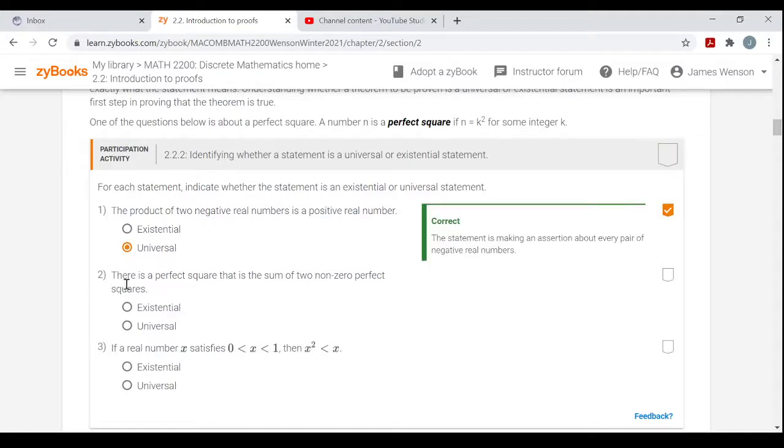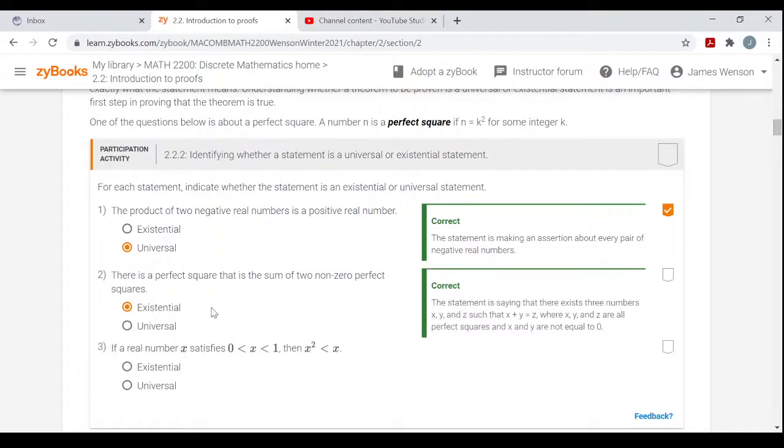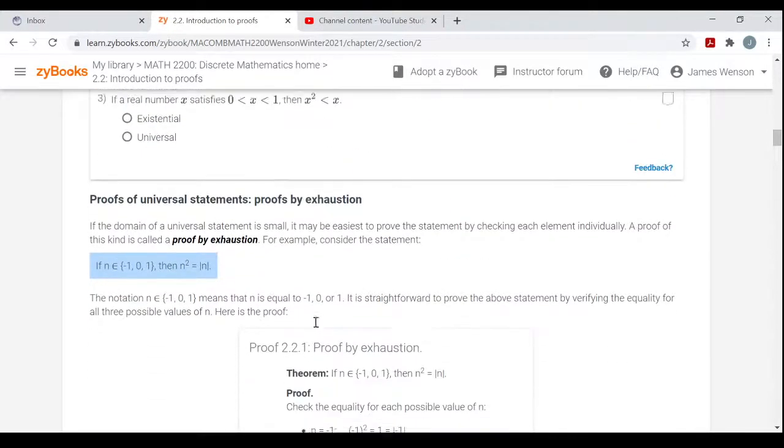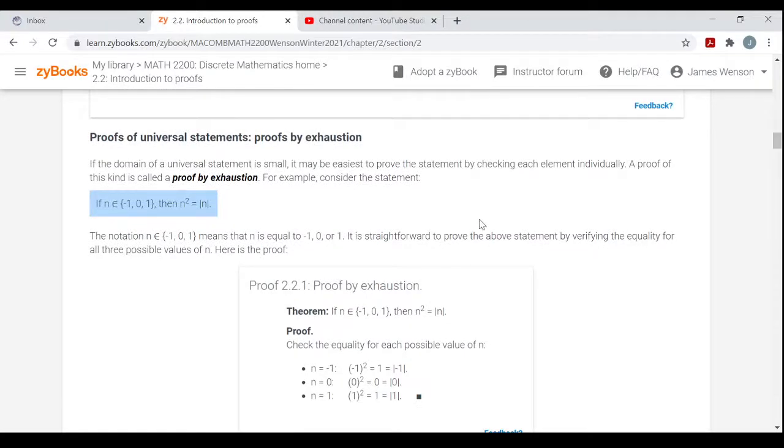Number two, there is. That's the dead giveaway right there. There is a perfect square that is the sum of two non-zero perfect squares. They're not saying all perfect squares are the sum of two non-zero perfect squares. They're saying there is, right, existential, and I'll leave the third one to you. All right. Now, I already mentioned universal generalization in my proof earlier.